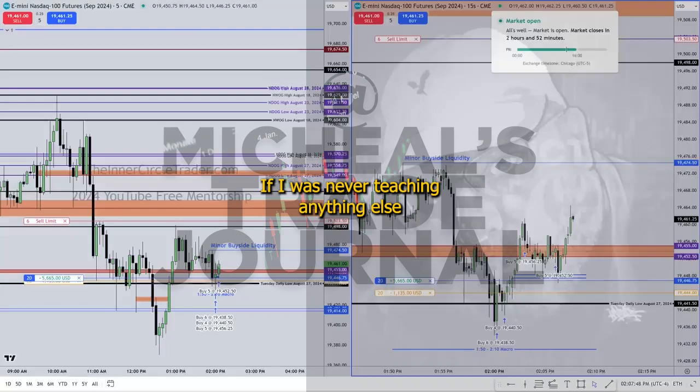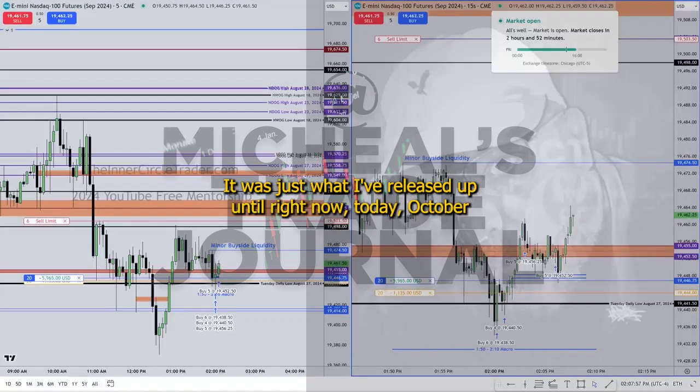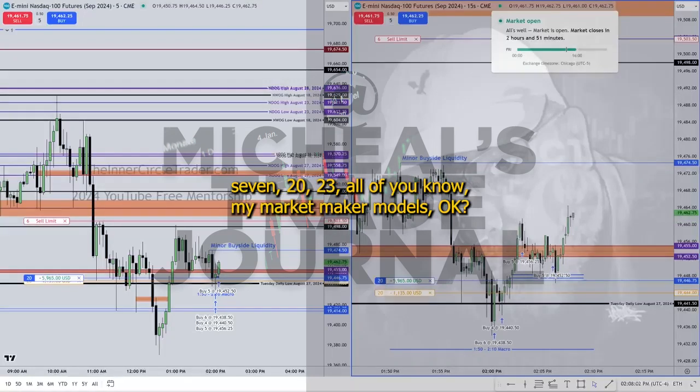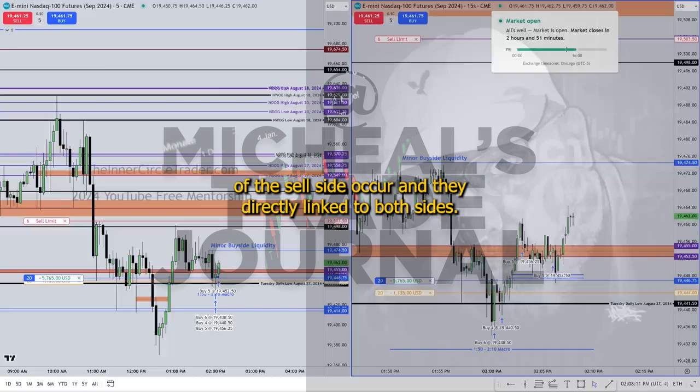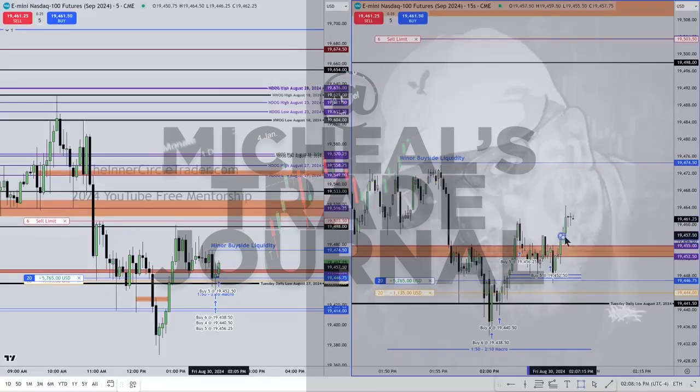If I was never teaching anything else, and this was the line in the sand, said I'm never going to teach anything new, and nothing new in the books would ever be revealed, if it was just what I've released up until right now today, October 7th, 2023. All of you know my market maker models. It's not white cloth. It's very specific elements that are part of the buy side of the curve and the sell side of the curve, and they're directly linked to both sides. They both have a relationship with one another. It's not support and resistance. It's a logic of order flow.